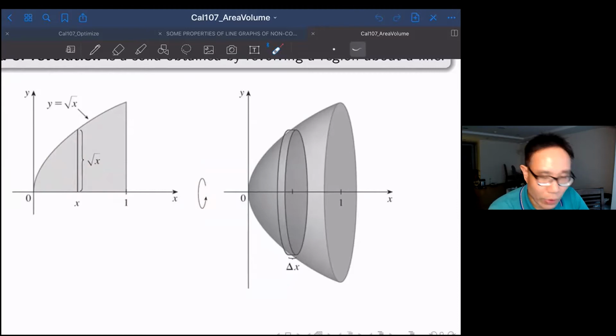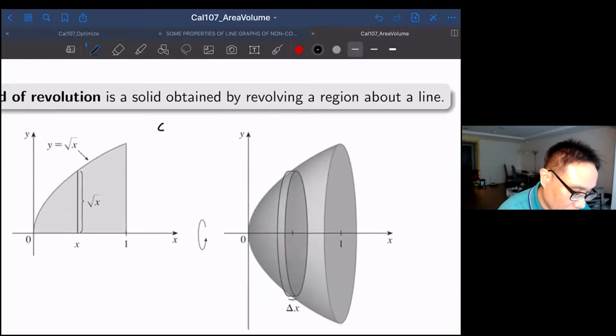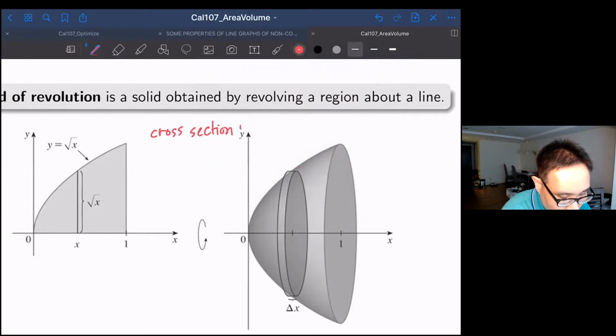So in this case, we're gonna apply the idea of the volume of the solid by using the cross section. You're going to find the volume of this solid by looking at the cross section. The cross section turned out to be a circle.